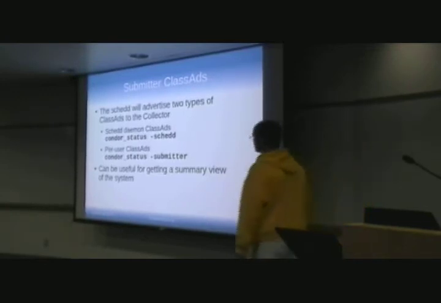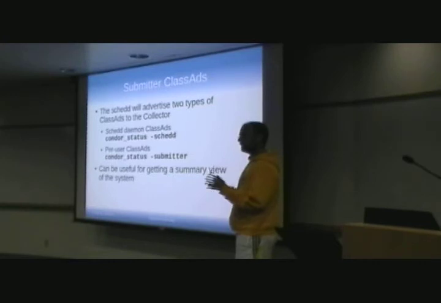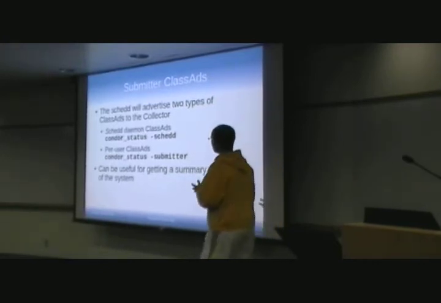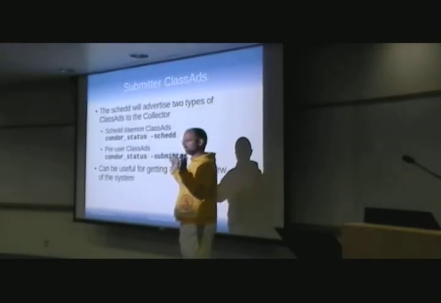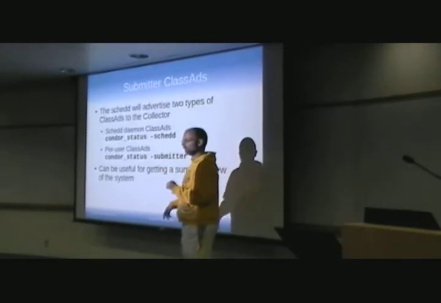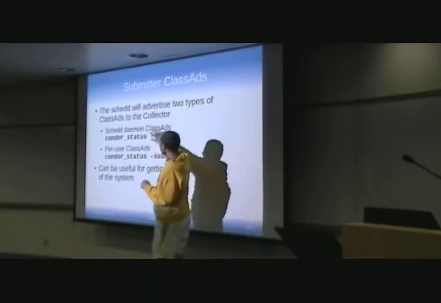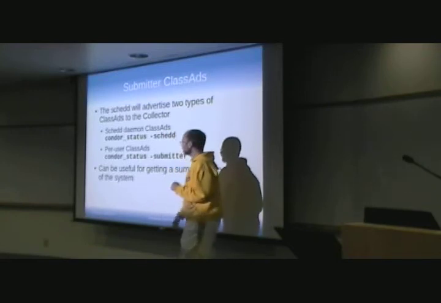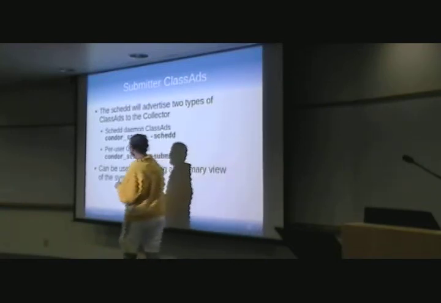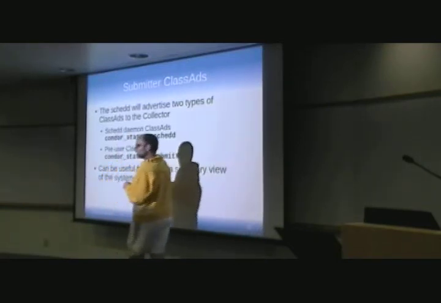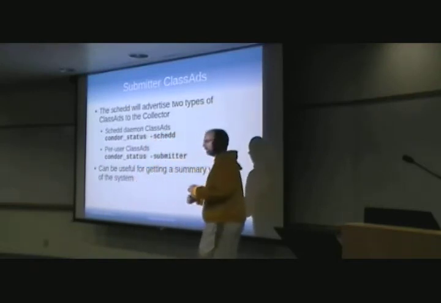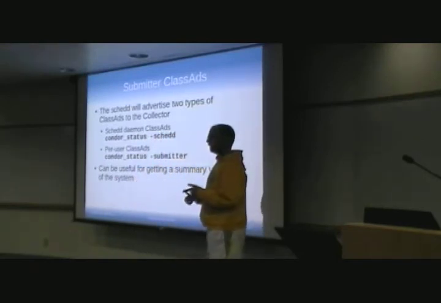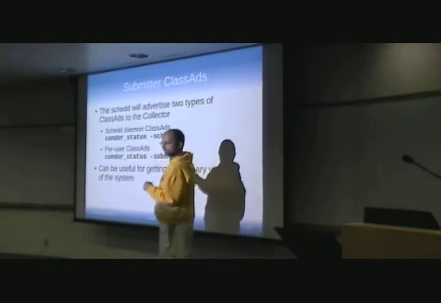Now, the schedd also advertises a couple of class ads that are not per job, but are more generic. You have one that just says, I'm here, whenever you want to talk to me, this is my address. These are the schedd daemon class ads. If you do condor_status -schedd, you see all the schedds you have in your pool. And it also sends out the per user class ads, which tell you which users are in the system, how many running, idle, held jobs they have. And you get this with condor_status -submitter.